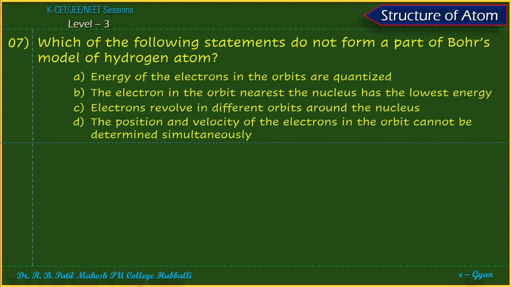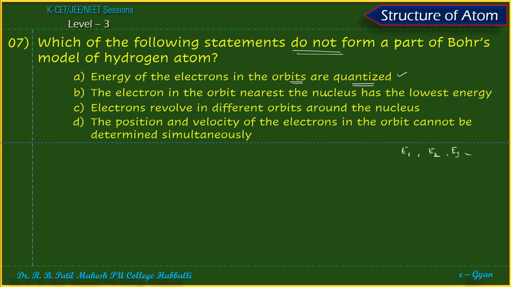This is a knowledge based question. Energy of the electron is quantized. Quantized means it is fixed for that particular orbit. Energy of first orbit is fixed. Energy of second orbit is fixed. Energy of third orbit is fixed. Similarly, energy of electron in the respective orbit is quantized. This is a correct option, but we need to identify what does not form a part of Bohr's atomic model.